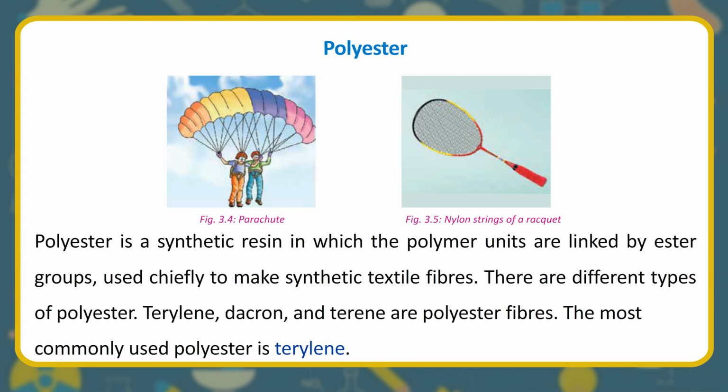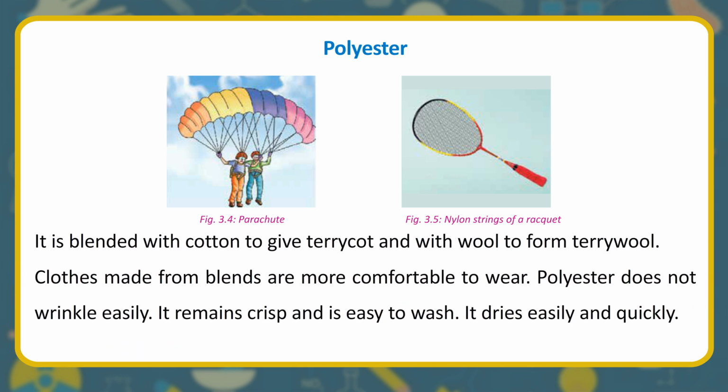Polyester. Polyester is a synthetic resin in which the polymer units are linked by ester groups, used chiefly to make synthetic textile fibers. There are different types of polyester. Terylene, Dacron, and Terene are polyester fibers. The most commonly used polyester is terylene. It is blended with cotton to give terricot and with wool to form terry wool. Clothes made from blends are more comfortable to wear.